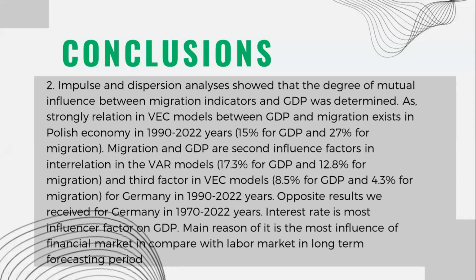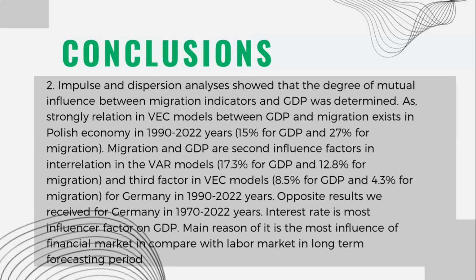Variance decomposition analysis shows the degree of mutual influence between migration indicators and GDP. A strong relation in the VAR models between GDP and migration exists in the Polish economy. It is around 15% from GDP and 27% for migration. Also, migration and GDP are the second influence factor in the relation in the VAR model, around 17% from GDP and 12% for migration. And the third factor in the VAR model is around 8 and 4% accordingly for GDP and migration.